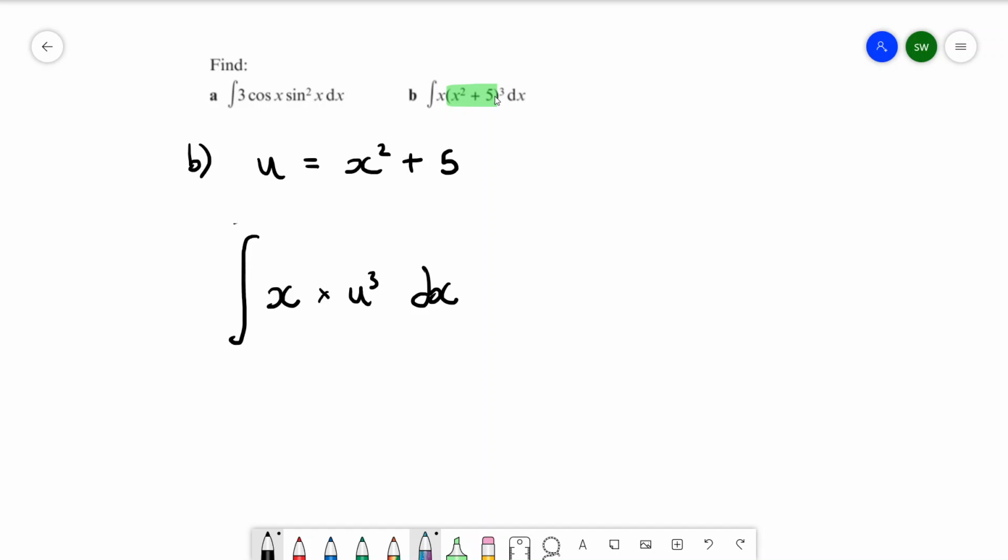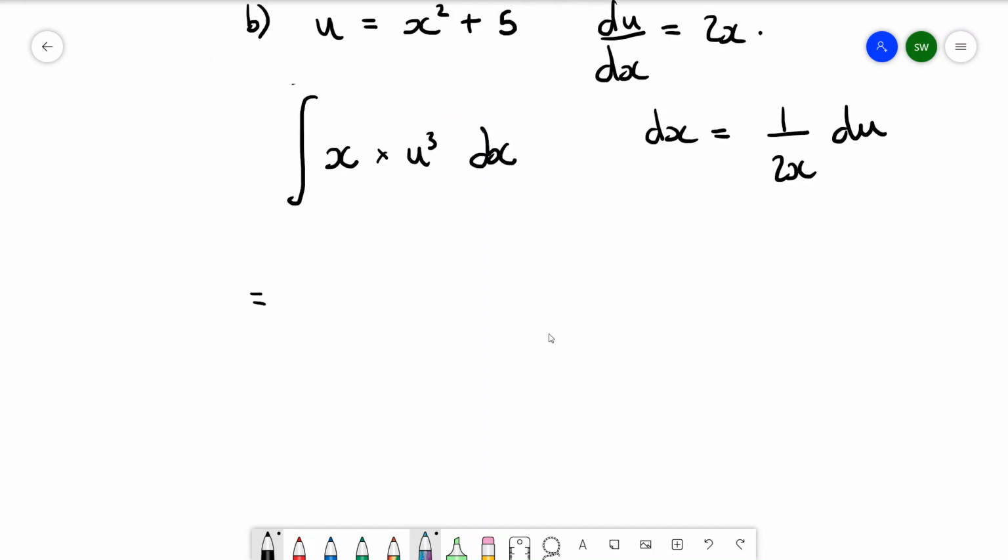And we need to replace dx with du, so we're going to work out du by dx. So the derivative of u with respect to x is 2x. So we know that dx, if we rearrange this to get dx on its own, is equal to 1 over 2x du. So we can replace dx with that there. And the reason why this works is because now we can cancel our x's.